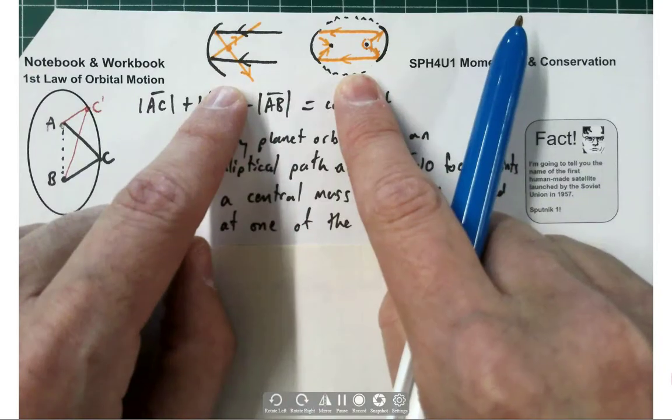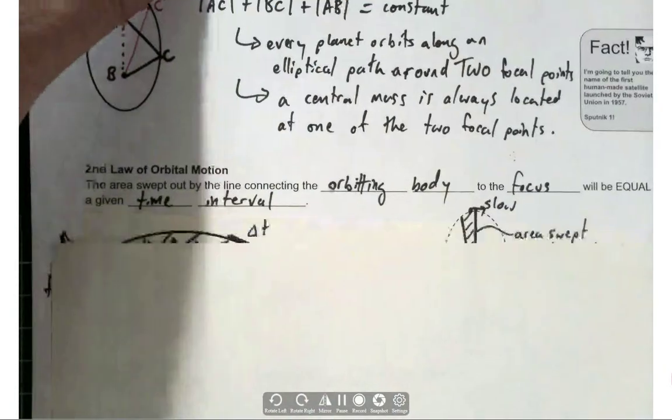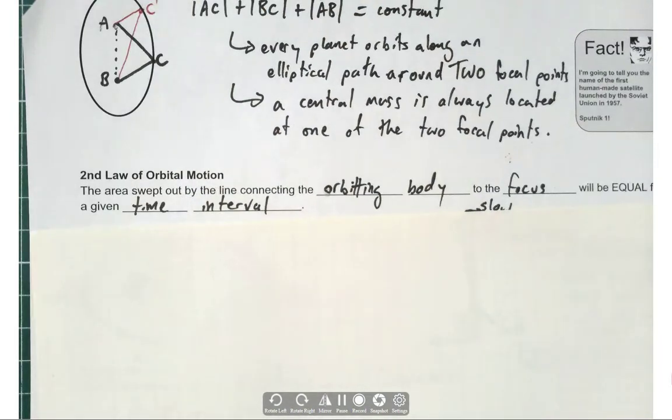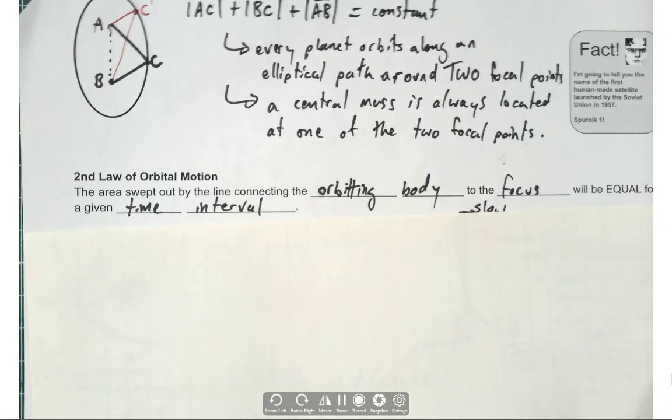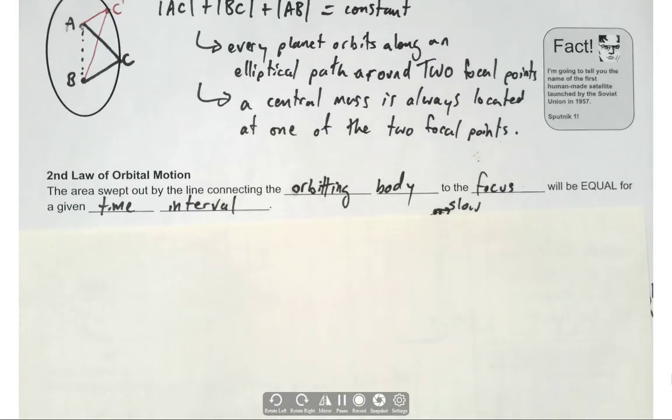Who knows? Moving on down, though, I want to do a little bit of fill in the blanks. And you can hear my voice going. But earlier, I said that the area swept out by the line connecting the orbital body to the focus, I don't think I used the word focus yet. I just said the central body. For a given time interval, it's going to be equal.